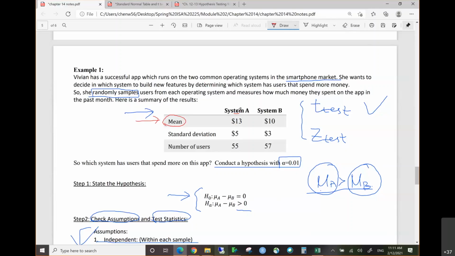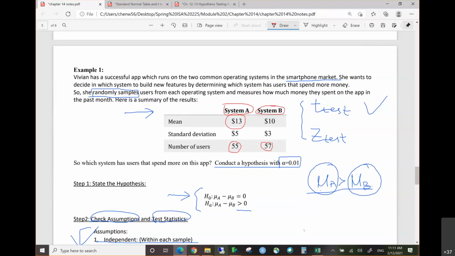Okay, so let me repeat the question again. All right, we want to compare the two population means, right? And that's why Vivian randomly selected two samples, one sample from system A, one sample from system B. So one sample has 55 of them, one sample with 57 of them. Right. Then my question is, what is the notation for this 13?